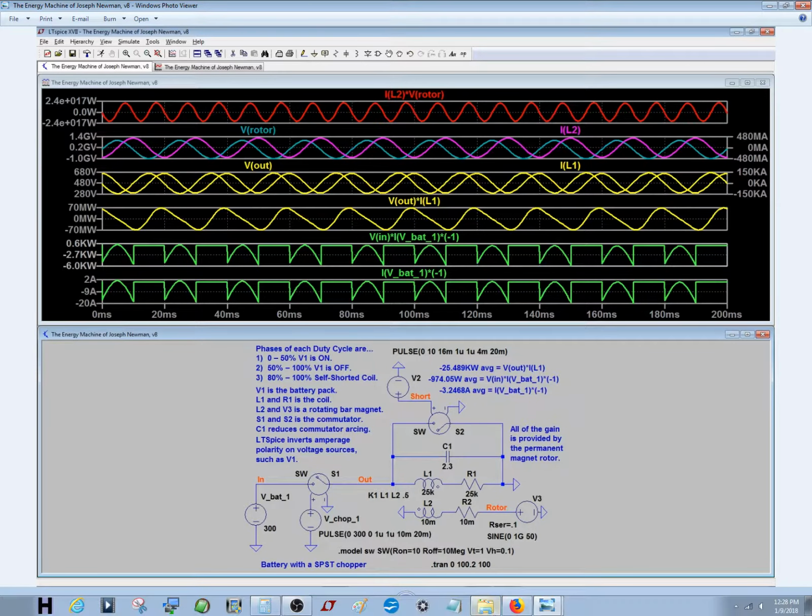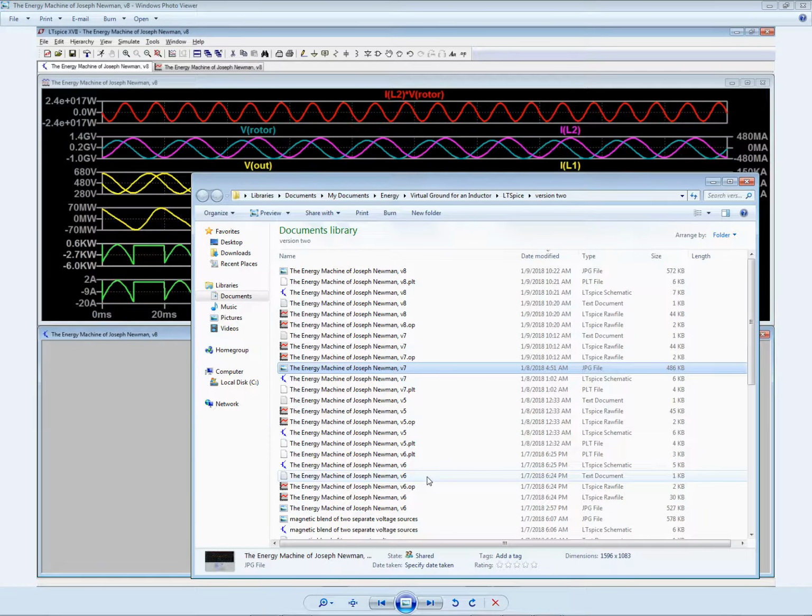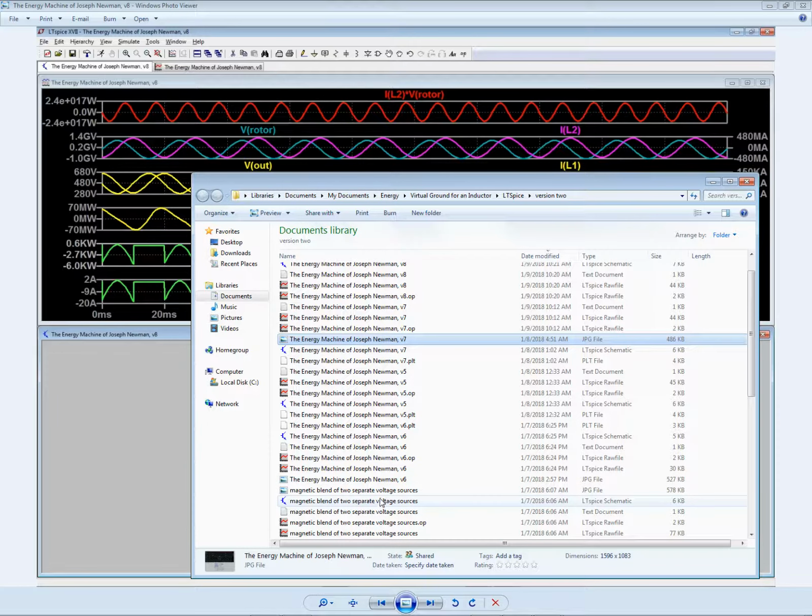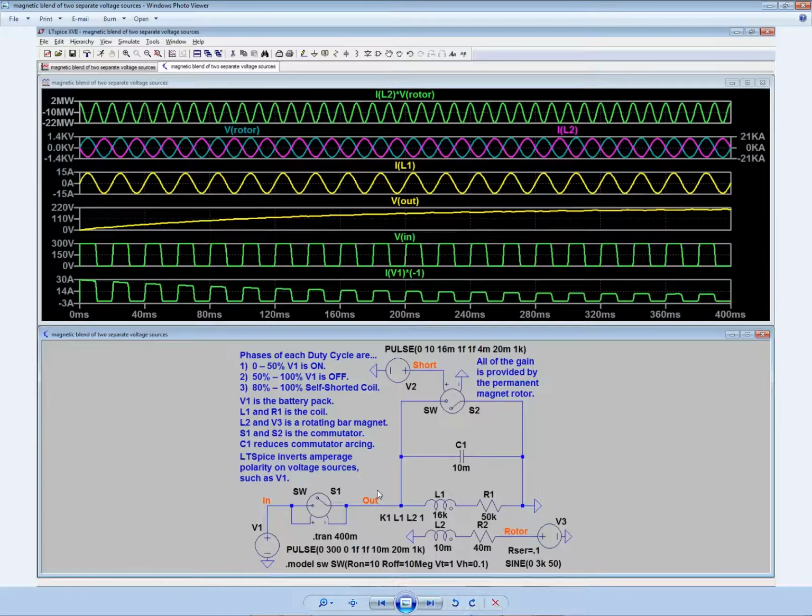In fact, I have a graphic for that. If I can find it. Here it is. And this is at the very beginning. So we have a 400 millisecond frame of reference. It starts at a cold start, and as you can see, the volts coming out measured here. So the volts on the coil is rising, and the volts coming in are dropping. No, excuse me, the current. The current coming in from the battery pack is dropping, and the volts on the coil is rising.